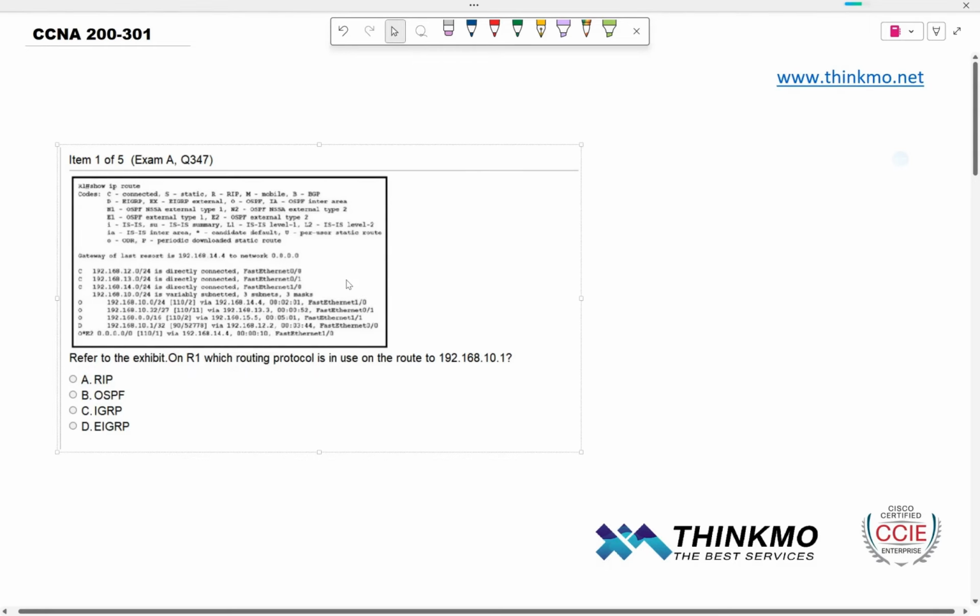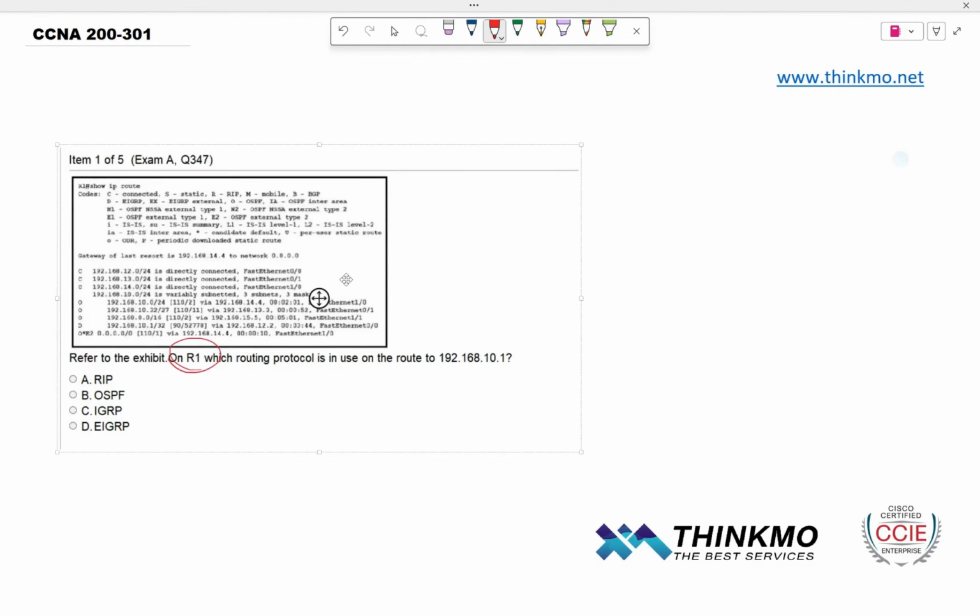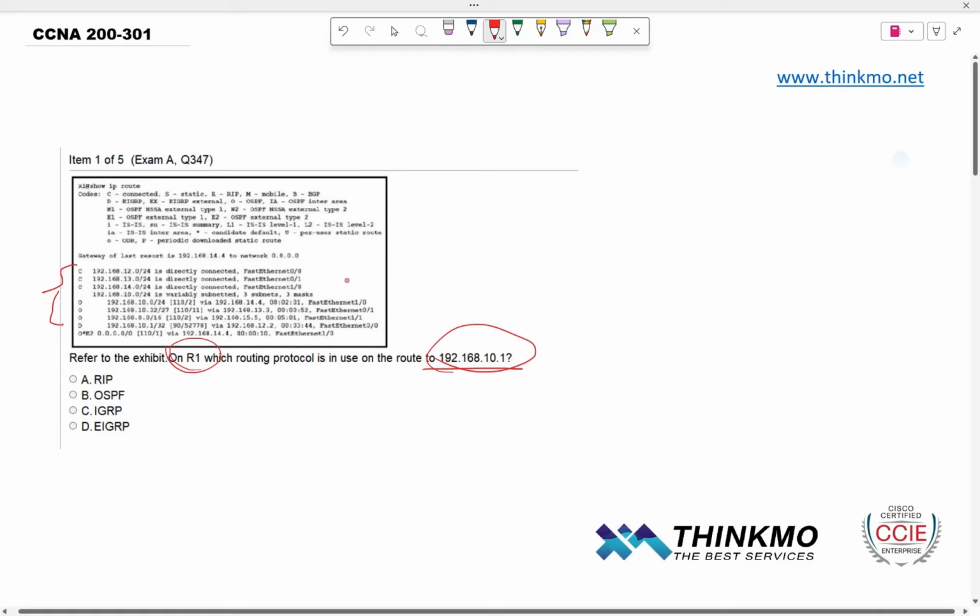The first question asks us, if router 21 wants to reach the destination 192.168.10.1, which route in the routing table will it match? The first few entries definitely don't match, 12, 13, 14, none of these match. Then the 10.0 entry matches. And under 10.0, there are several more specific entries. Among these, quite a few match as well.